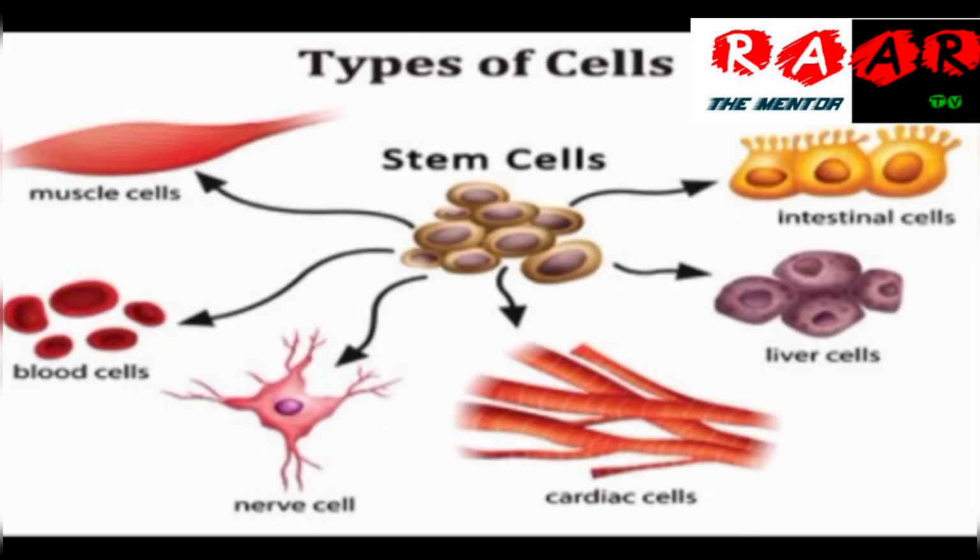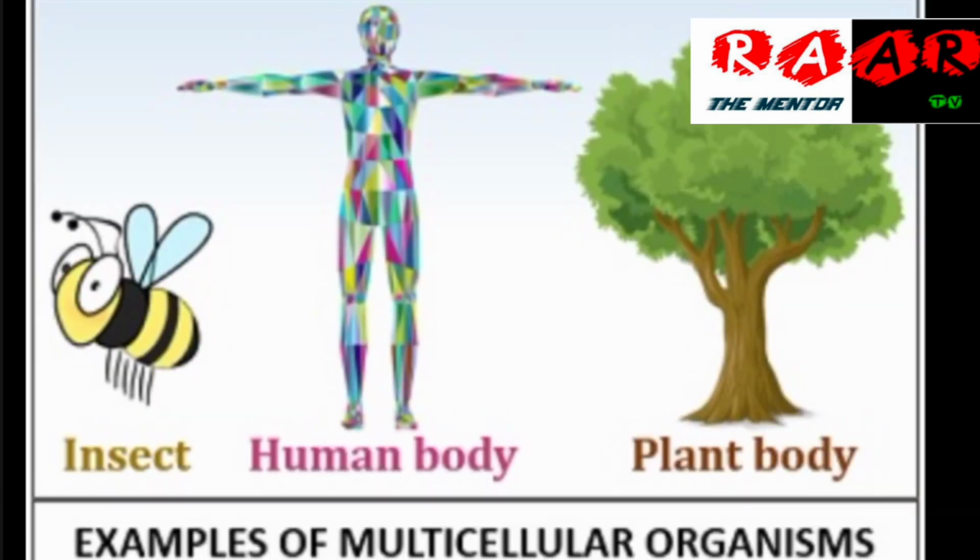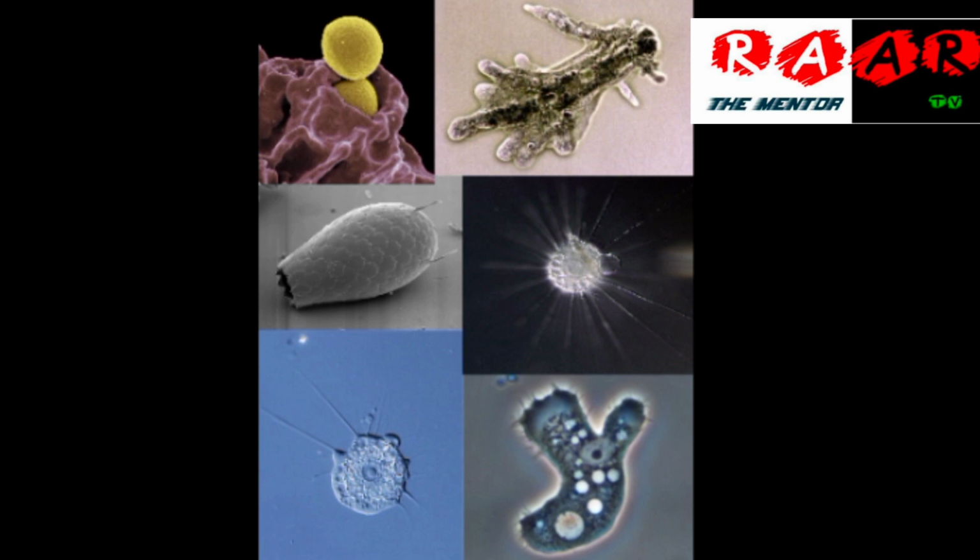Now let us talk about cell number, shapes and size. On the basis of the number of cells, organisms are in different categories: unicellular or multicellular. First, let us talk about unicellular, single-celled organisms. The body of microscopic plants and animals is formed of just one single cell. Such organisms are called unicellular or single-celled. Examples: bacteria, yeast, amoeba, paramecium, etc. are unicellular.